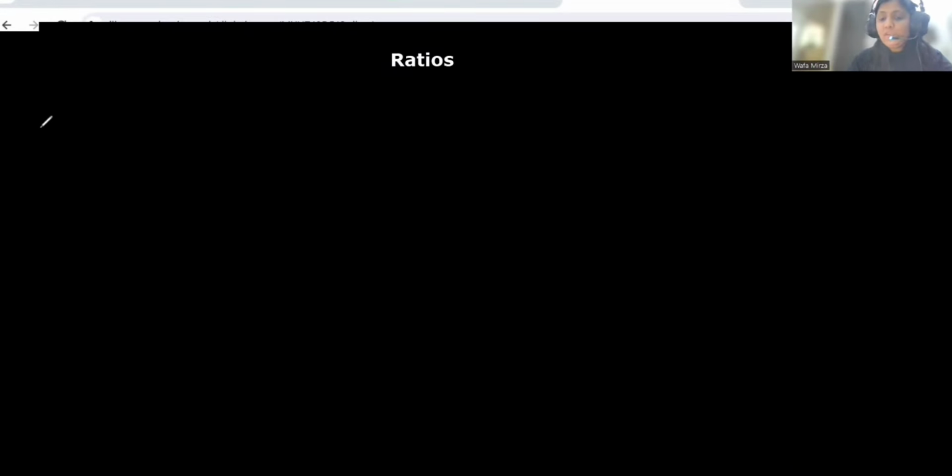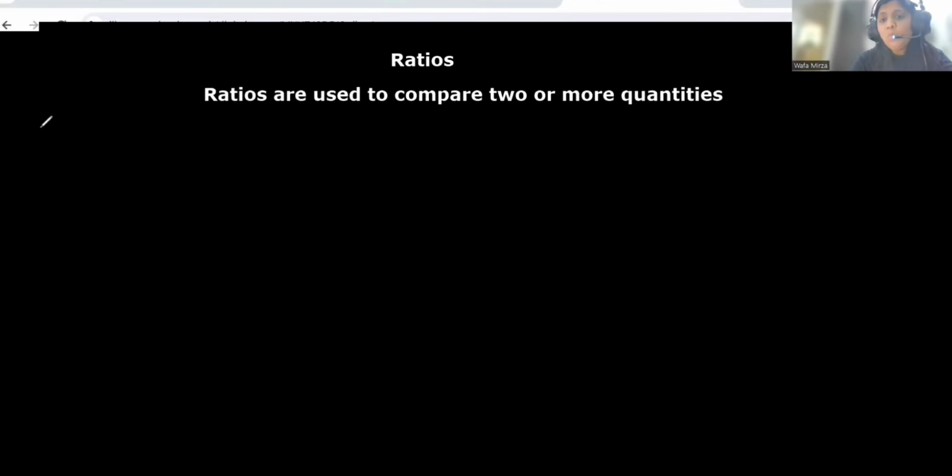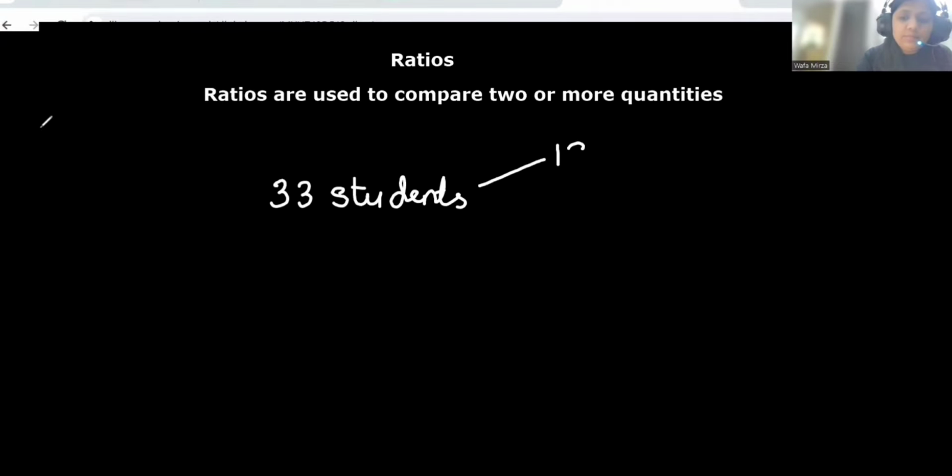Hello, let's talk today about ratios. Ratios are used to compare two or more quantities. For example, let's say that in your class there are 33 students, and from these 33 students, let's say that 18 are boys.